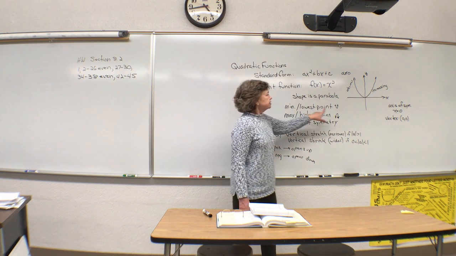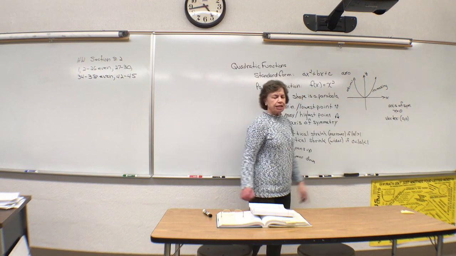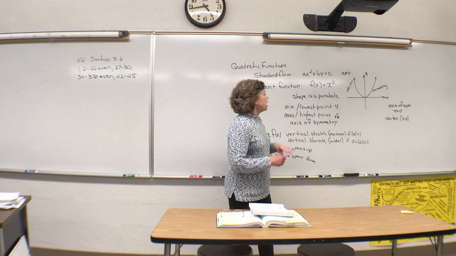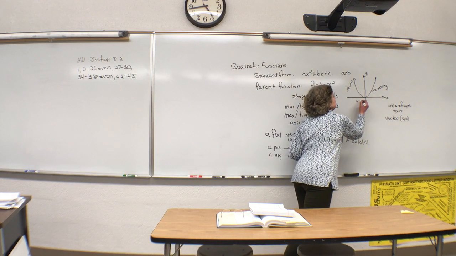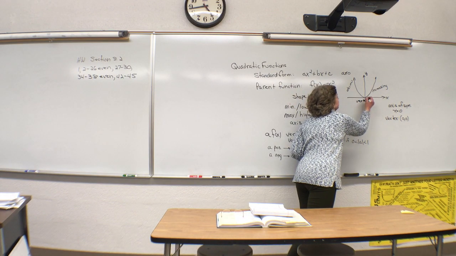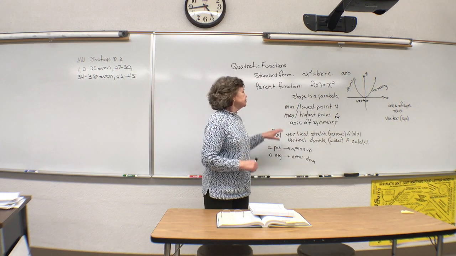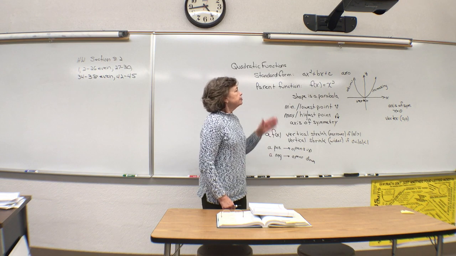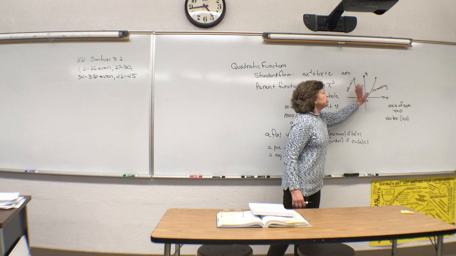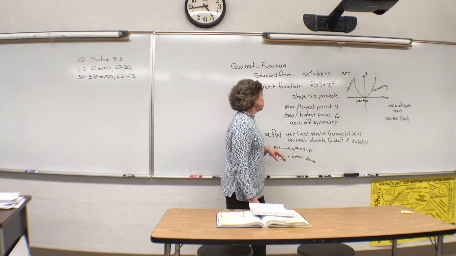The minimum was the lowest point on that parabola if it opened up. The maximum was the highest point, and the point is called the vertex. Every parabola has an axis of symmetry, which is a vertical line passing right through the middle, so it's symmetric on either side of that axis of symmetry.